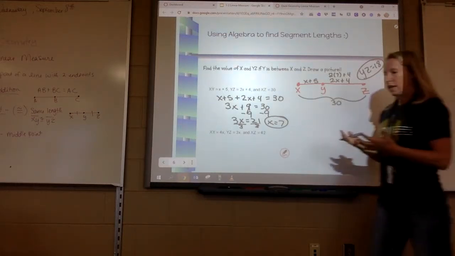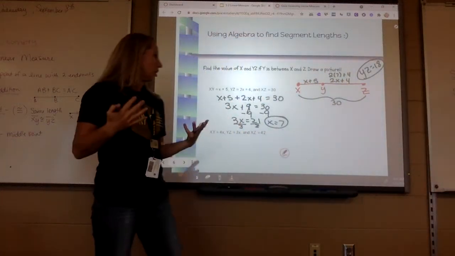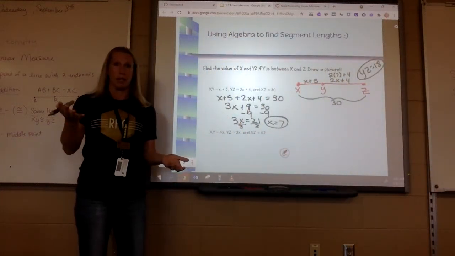If you can start getting to where you don't have to write down every single step, that's a good thing. That will be a time saver when you take a time test.